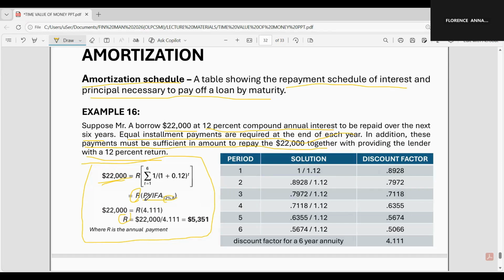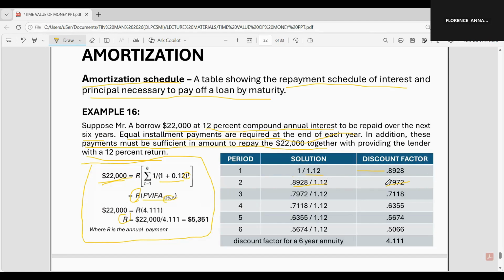How did we get your present value interest factor? Katulad din ng present value computation natin kanina, that is 1 divided by 1 plus interest raised to time or period. So in this case, 1 divided by 1.12, you'll get 0.8928 for your first period. For your second period, you'll get 0.7972, which is 0.8928 divided by 1.12.